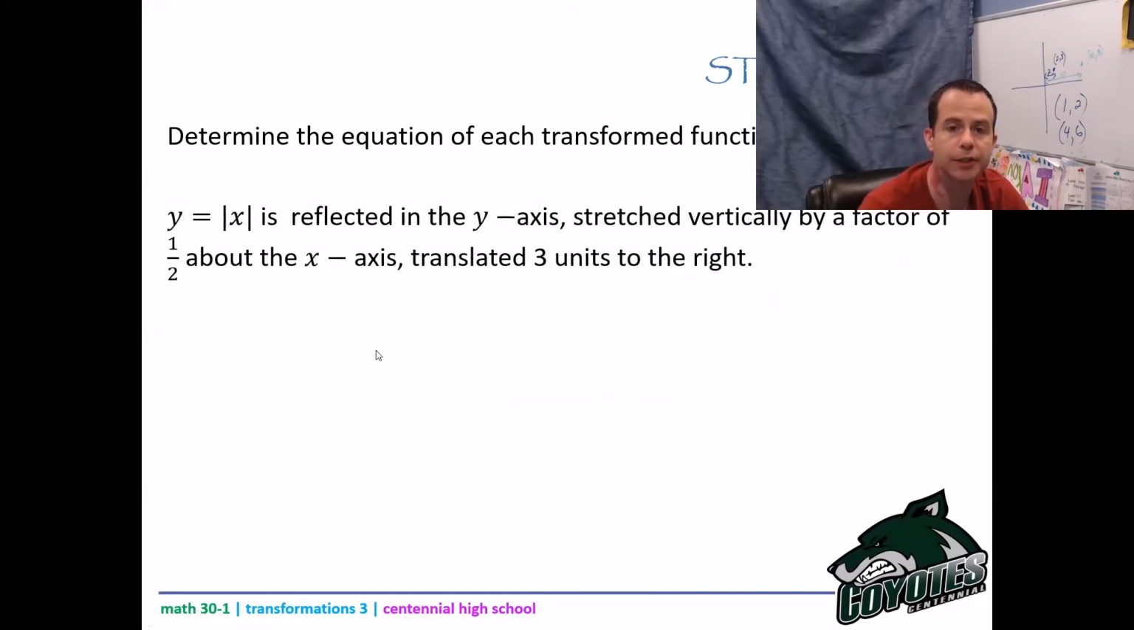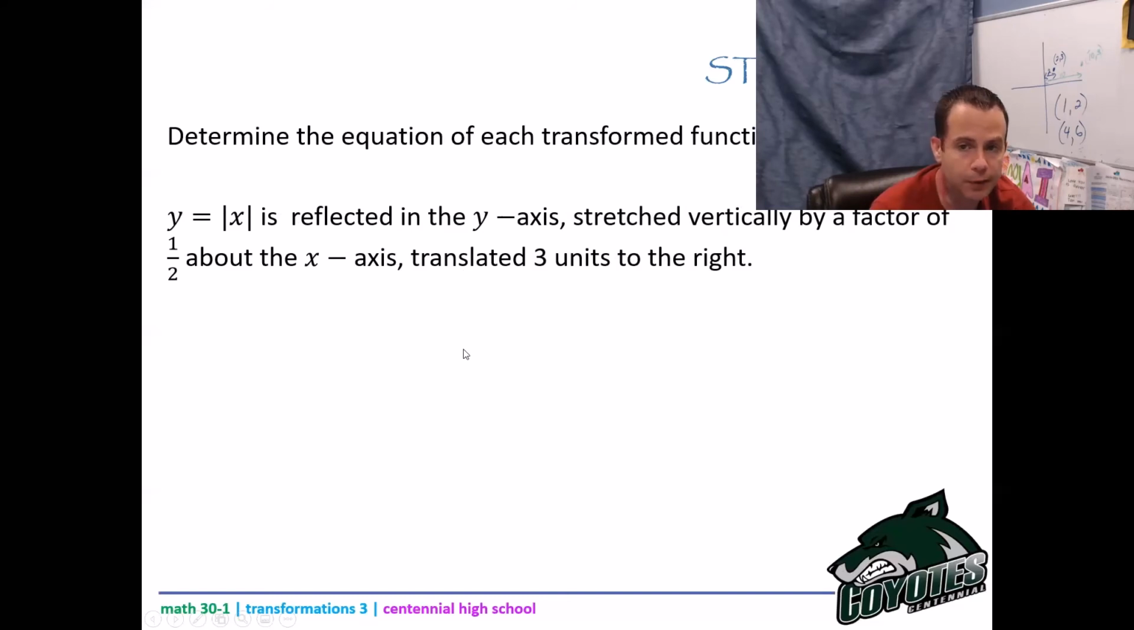Determine the equation now. I've got y equals the absolute value of x. We're going to reflect it in the y-axis. We're going to stretch it vertically by a factor of a half about the x-axis, and then we're going to translate it 3 units to the right. So reflecting it in the y-axis, that's a horizontal reflection, which means I need a negative on my x right now. Stretched vertically by a factor of 1/2, that's an a value of 1/2. And then translated 3 to the right, x is going to get replaced with x minus 3.